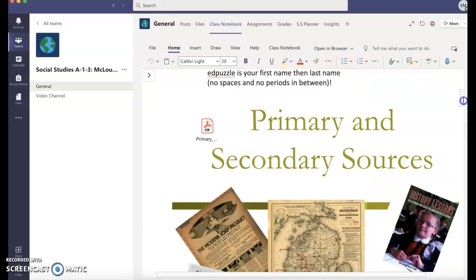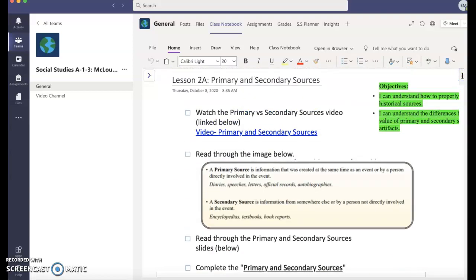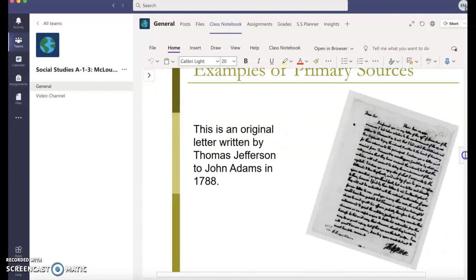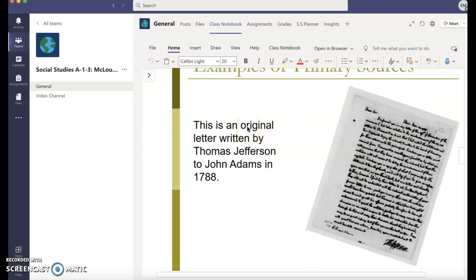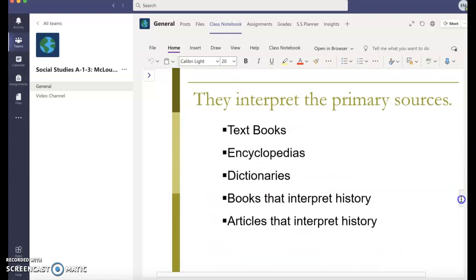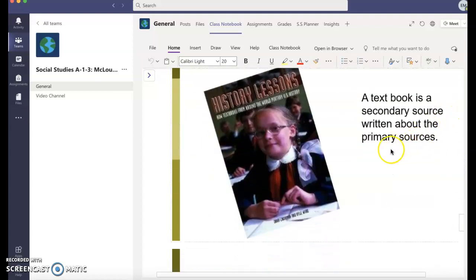So, if I have a letter, let's go back to one of these. This is an original letter written by Thomas Jefferson to John Adams in 1788. This was the original letter written by Thomas Jefferson himself. Would this letter be considered a primary or secondary source? It would be considered a primary source because it was directly written by that person at the time of the event. But a textbook is a secondary source.